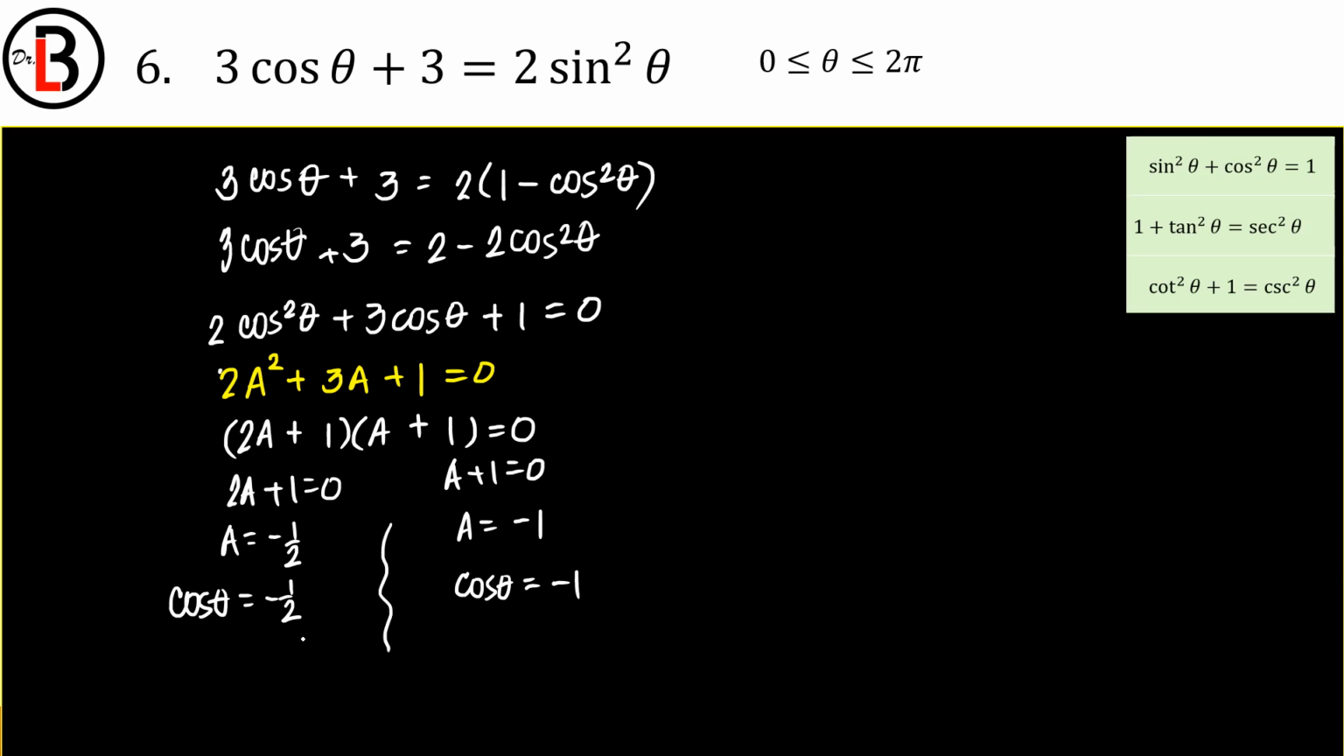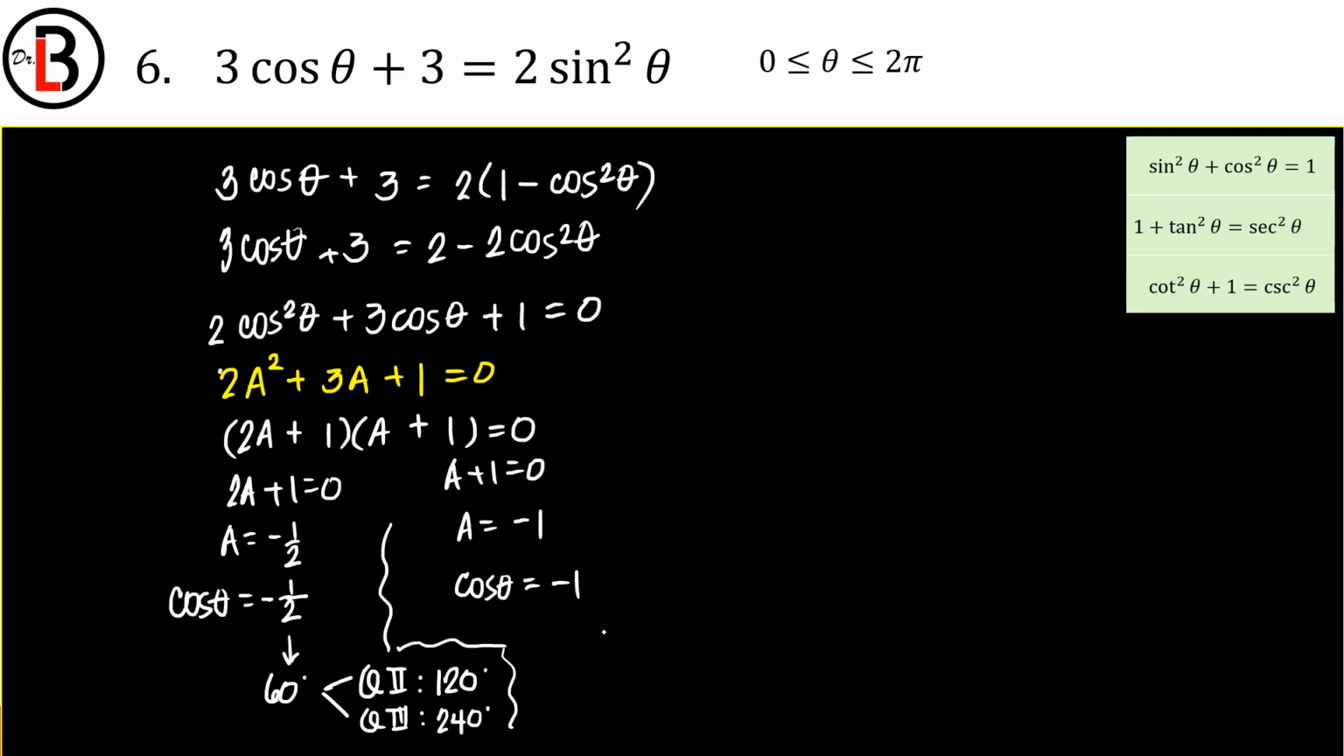Now, for these, when is cosine equal to negative 1/2? First, cosine is 1/2 when theta is 60 degrees, in which two quadrants? Quadrant 2 and quadrant 3, because cosine is negative in those two quadrants. So what is 60 degrees in quadrant 2? It's 120. And then 60 degrees in quadrant 3 is 240 degrees.